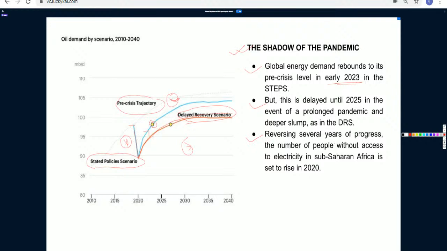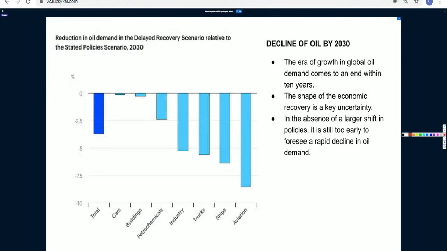Then, reversing several years of progress, the number of people without access to electricity in sub-Saharan Africa is set to rise in 2020. Now there is another graph. This particular graph I am going to discuss in detail with you. I'll take 5 to 10 more minutes to finish this topic. This is very important for the mains examination, for you to understand the energy sector in detail. That's why we are talking about this.